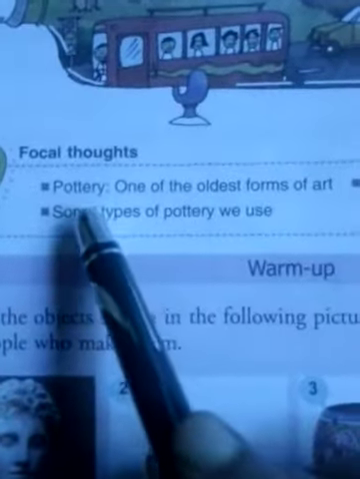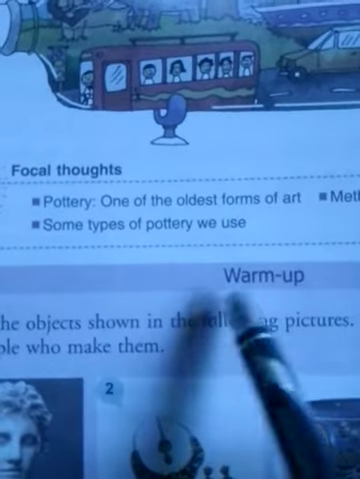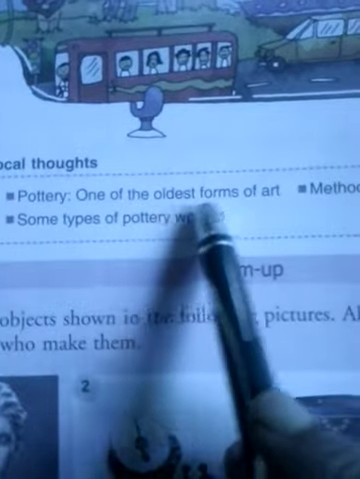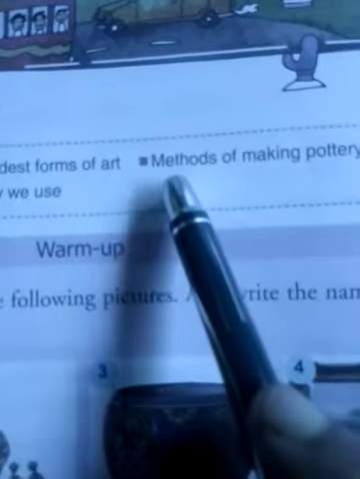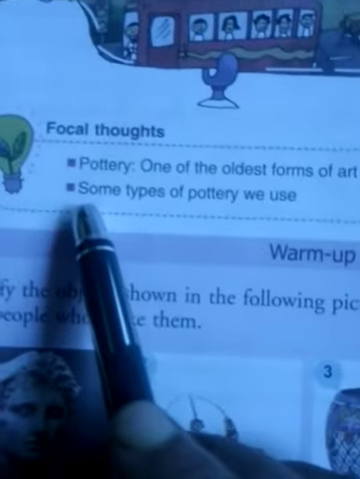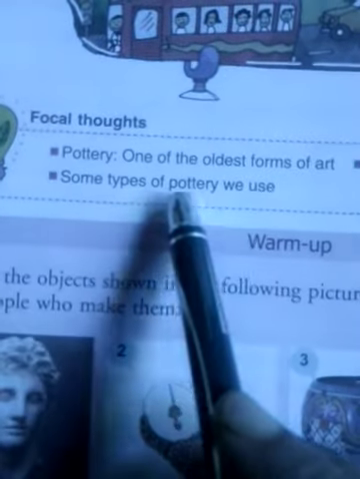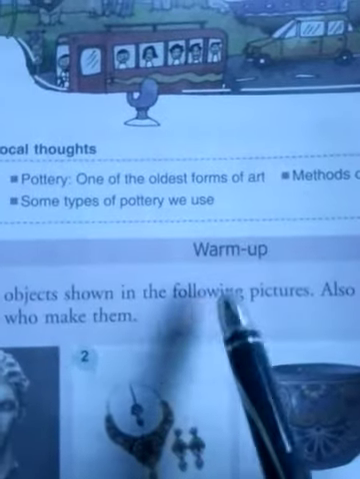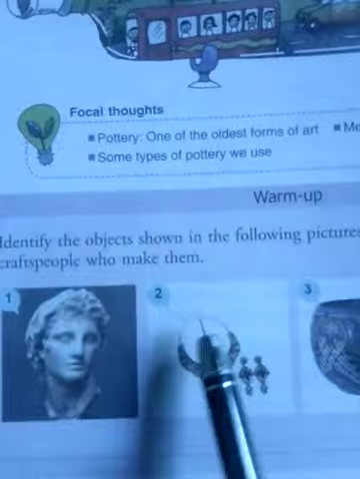So in this chapter, after explanation of the chapter, we will be able to know about pottery, one of the oldest forms of art. Then methods of making pottery wares. And the next one is some types of pottery we use. So these are the topics discussed in this chapter. So let's start.